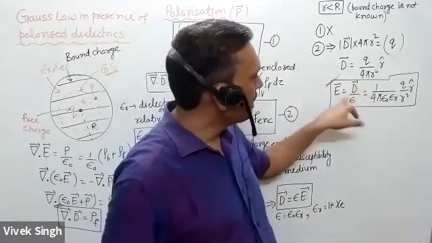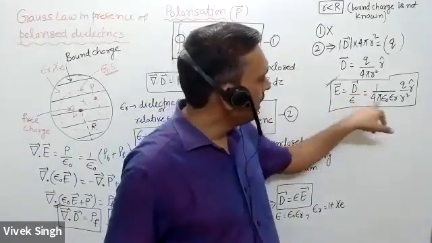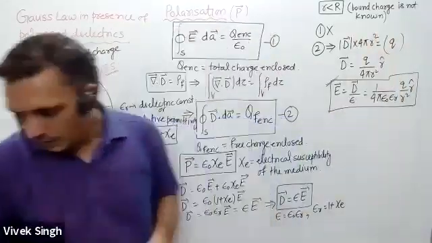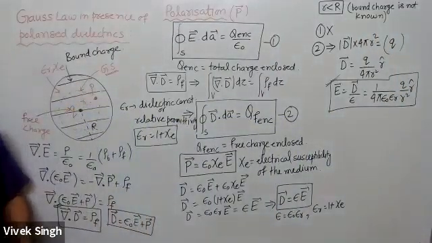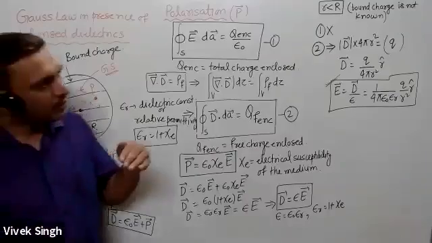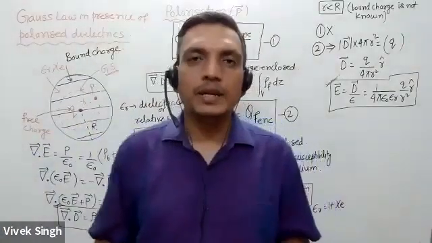Electric field is D by epsilon in terms of E. Epsilon is epsilon 0 epsilon r. So this is the electric field inside. ठीक है? Sir, what is this D then physically? If E is the electric field inside, then what is D physically? D is also the electric field.